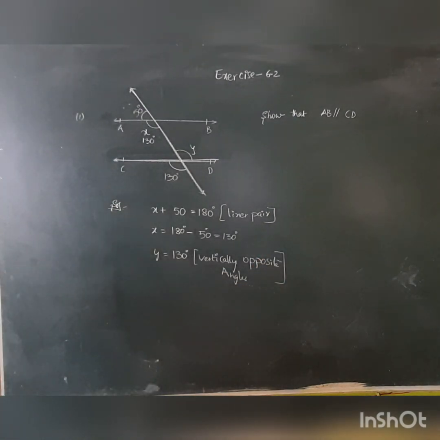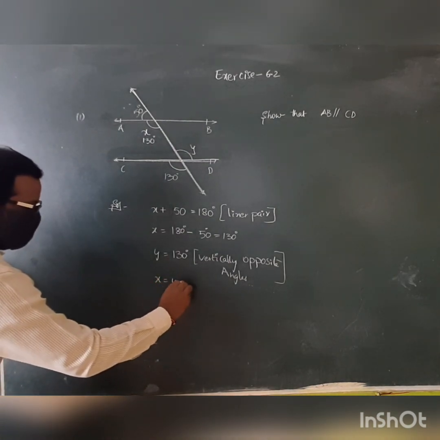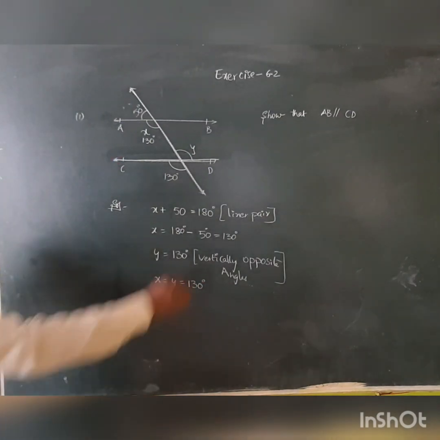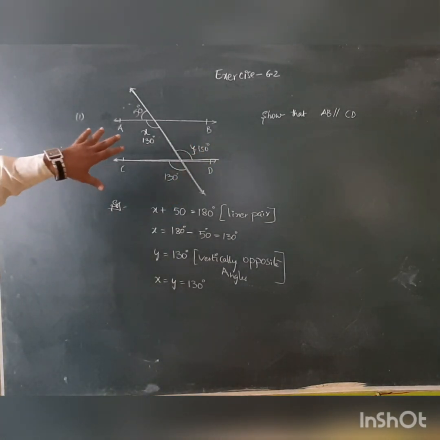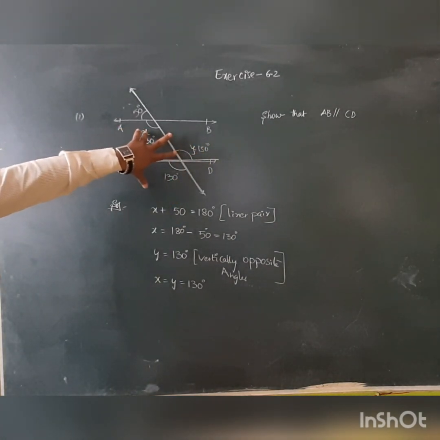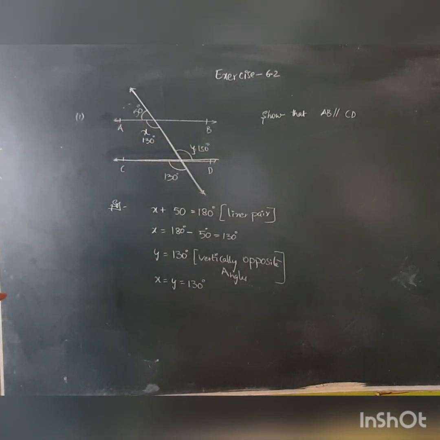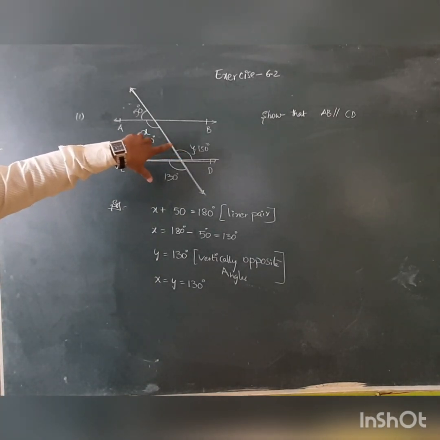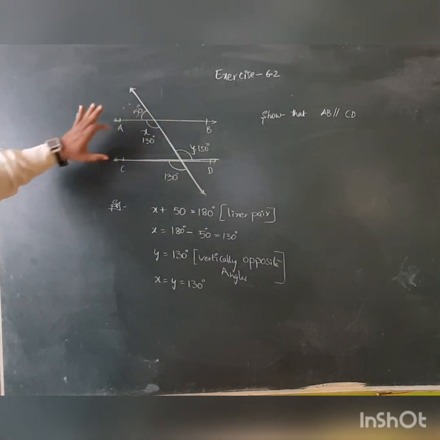Now we have the x value and y value. From these two, we can observe that the x value and y value are equal to 130 degrees. That means x equals 130 degrees, y equals 130 degrees. As these two angles are equal, we can use the property that in parallel lines, interior alternate angles are equal. So as these two angles are equal, we can say that these two are interior angles, and hence we can say that these two lines are parallel lines.